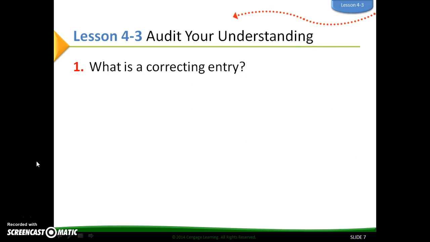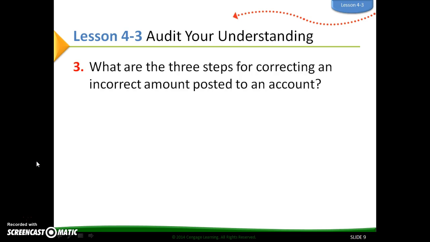Okay, so the couple of questions you want to ask yourself: what is a correcting entry? So what describes a correcting entry? When is it necessary to have a correcting entry? There are 3 steps that we use to correct an incorrect amount posted to an account. So what are those 3 steps? And then finally, what are the 3 steps for correcting an amount when it's posted to an incorrect column? And remember, this is when, hey, I was supposed to post a credit and instead I did a debit, and getting those fixed.